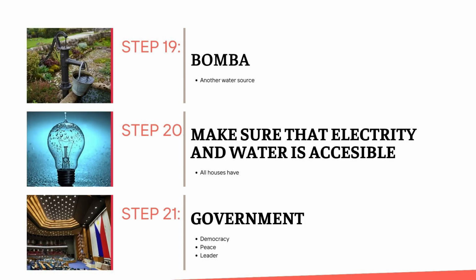Step 19 is to install also a bomba or a water well for another water source. And step 20 is make sure that electricity and water are accessible to all houses. And lastly is step 21, government. Let's make this community a democracy for the people to have their freedom of expression and their own rights.